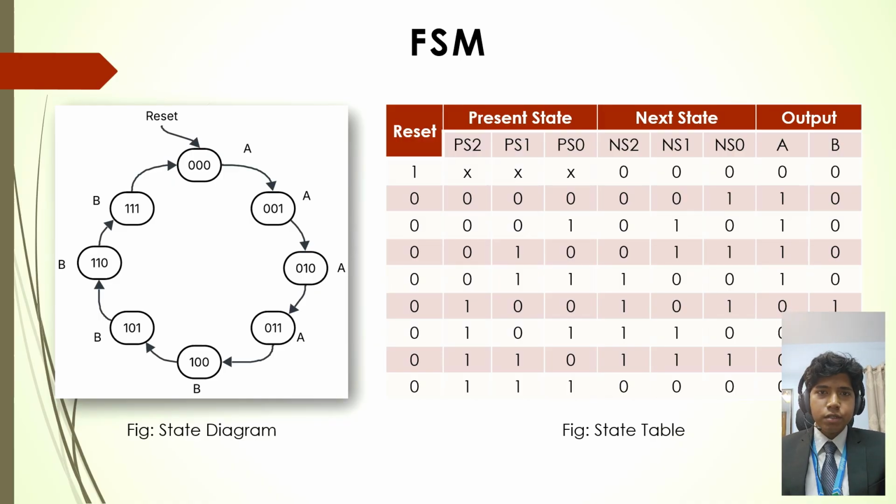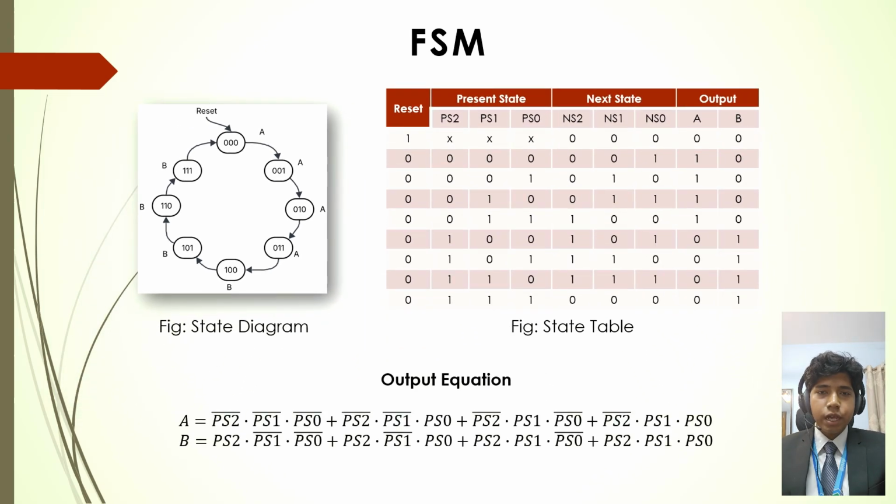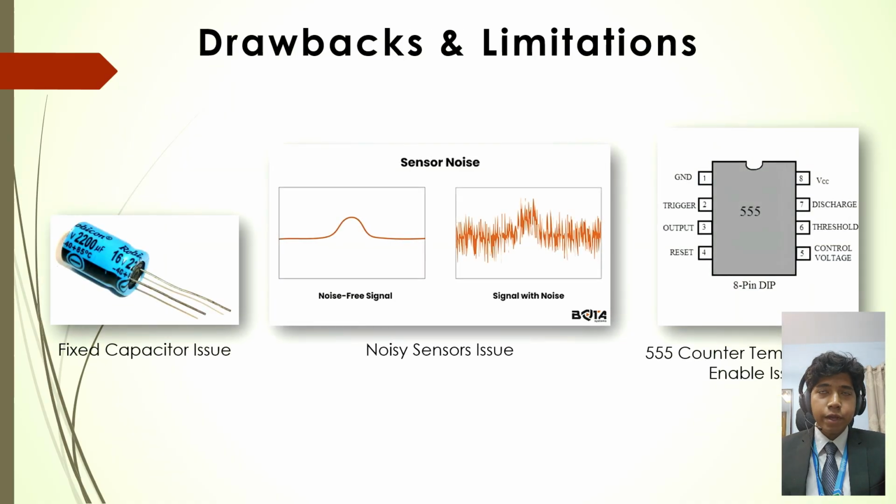In the next slide, we find the output equations from the state table and the state diagram, which are translated into logic in Verilog HDL code. In the next slide, we see the Verilog HDL code. This allows the system to be simulated or even implemented on an FPGA chip. The next slide covers the drawbacks and limitations.